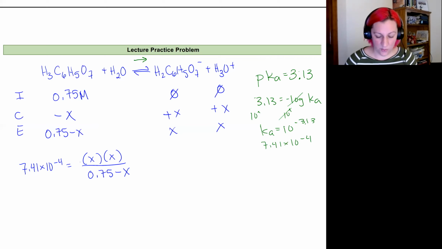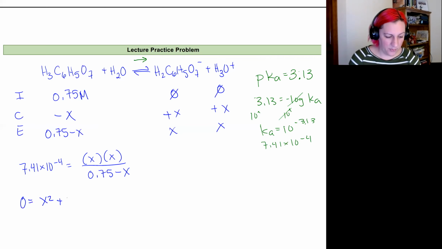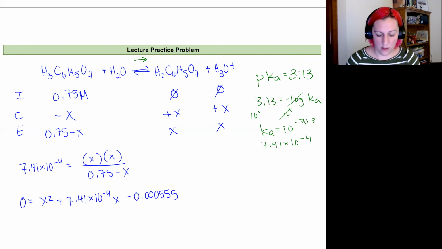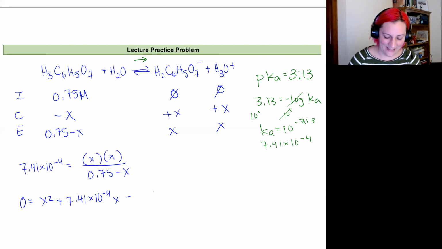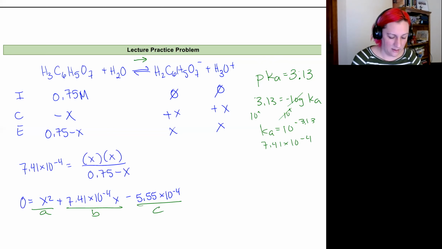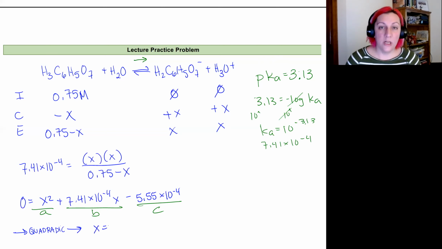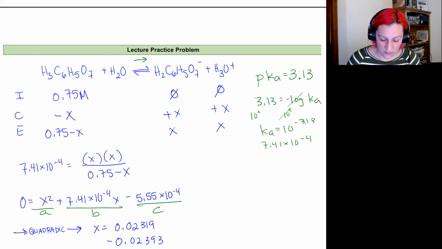I can rearrange this algebraically and find that 0 is equal to X squared plus 7.41 times 10 to the negative 4 X minus 0.00055, or 5.55 times 10 to the negative fourth. Let's do that. All right, I'm going to plug this into a quadratic equation. Remember, we have A, B, and C. When I solve for the quadratic and plug everything in, I get two possible x's. One is 0.02319, and the other is negative 0.02393. So only my positive one is reasonable. I can't have a negative value, so it's going to be this one right here.